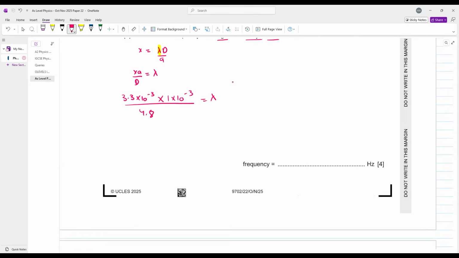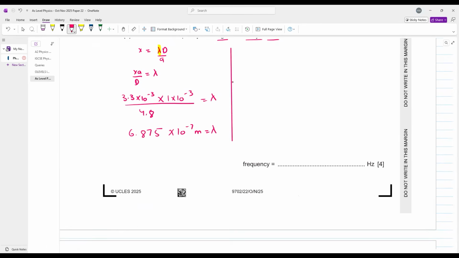Can you calculate the wavelength? Wavelength निकाल सकते हो: 3.3 into 10 raised to the power of minus 3 into 1 into 10 raised to the power of minus 3 divided by 4.8. Wavelength क्या आ जाएगी? Wavelength comes out to be 6.875 into 10 raised to the power of 7 meters is equal to your wavelength.